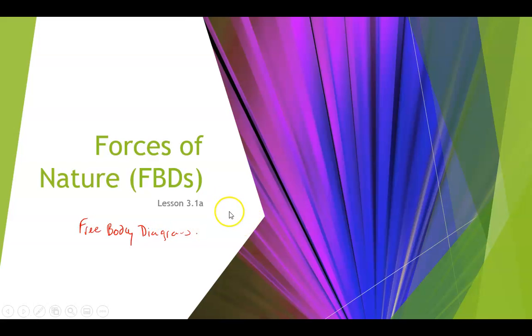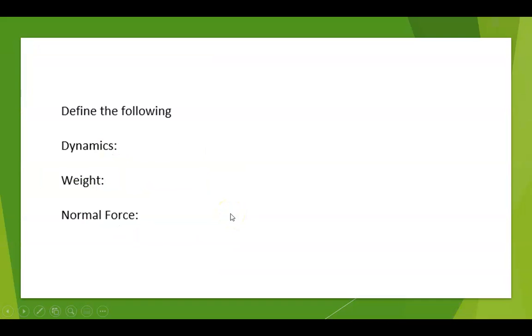Okay, lesson 3.1a. Now, we're starting a new unit, and it's the unit of dynamics. And dynamics is really about the physics of the cause of motion. Where kinematics was really about the how things moved, this is really about the why things move.